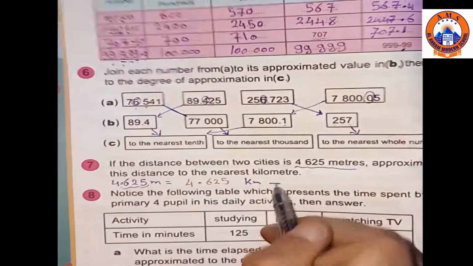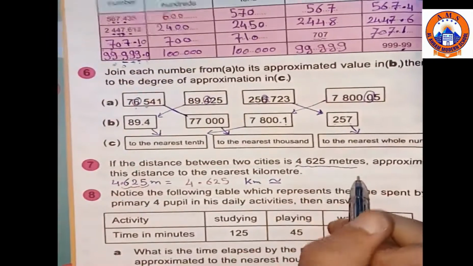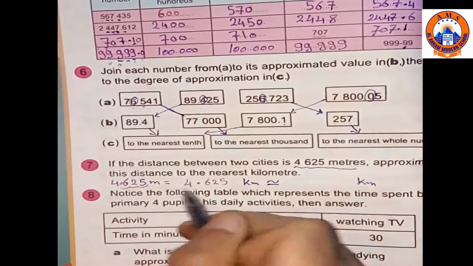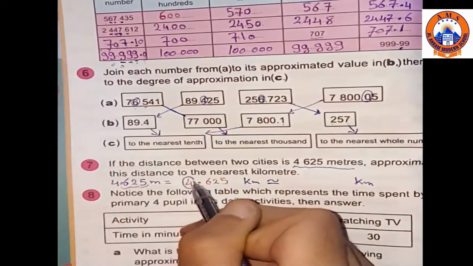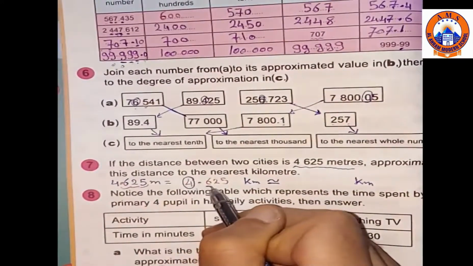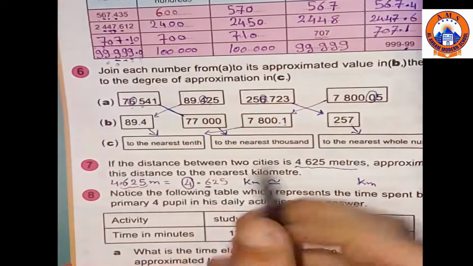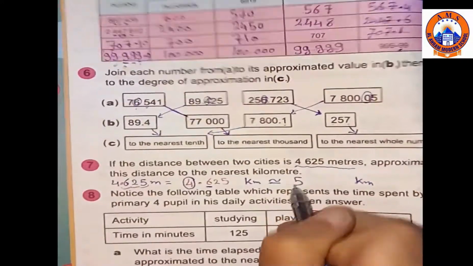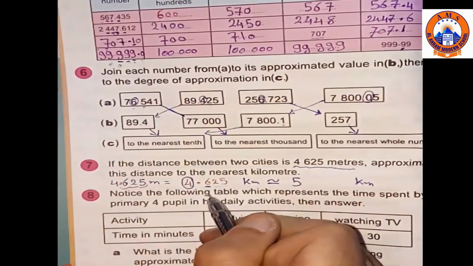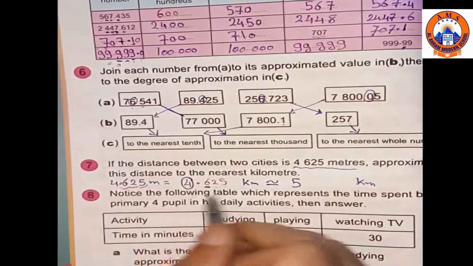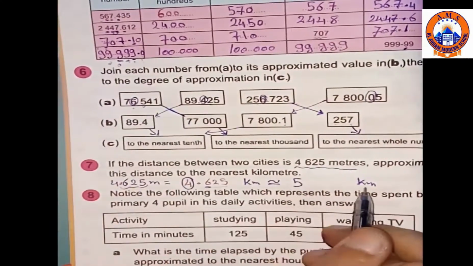Then, if we want to approximate it to the nearest kilometer, this means to approximate it to the nearest unit. And the unit digit here is 4, and the following digit is 6. 6 is a big number, so it will increase this 4 to be 5. And all the following digits will be zeros. After the decimal point we can cancel it, so this number will approximately equal 5 kilometers.